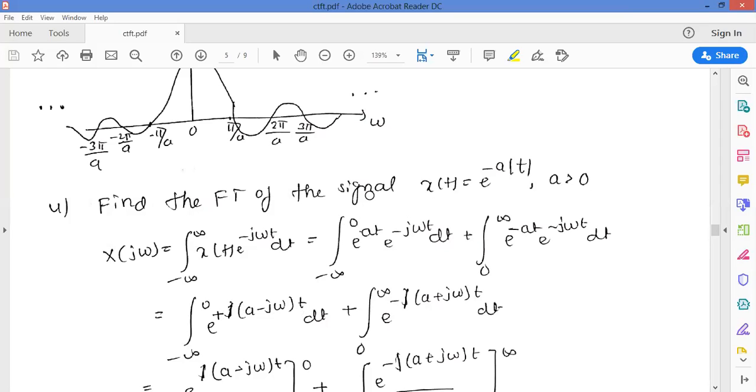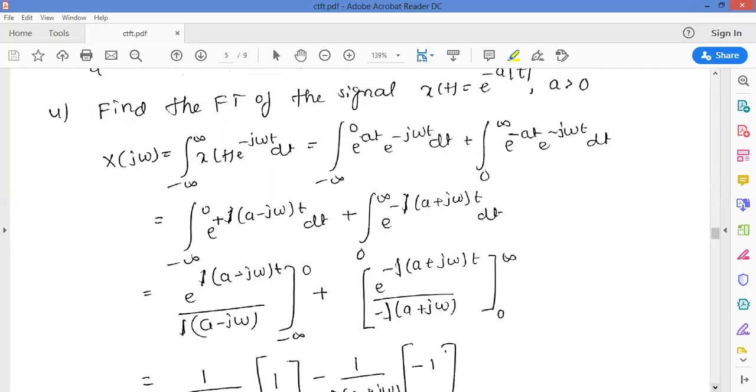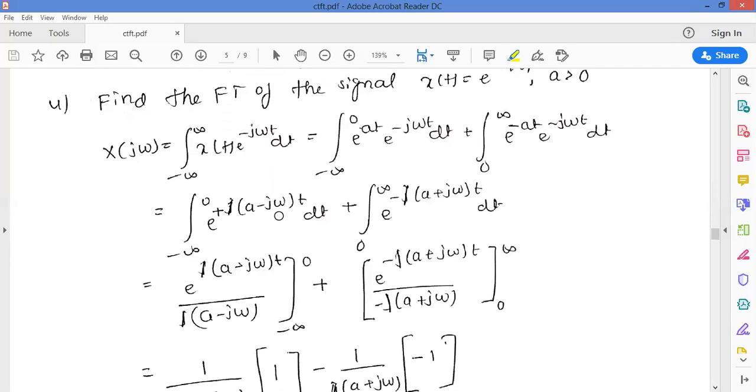So I have e power plus a minus j omega into t plus e power minus a plus j omega into t. Once you do this one, I have integral of e power ax, which is e power ax by a. So e power a minus j omega t divided by a minus j omega from minus infinity to 0, plus integral e power minus ax by minus a from 0 to infinity. So cancel j. Now what I will do, I will substitute the limit.